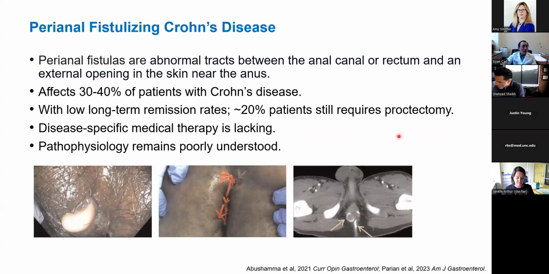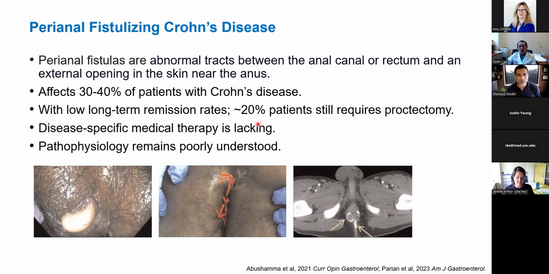Finally, I would like to talk about some data we recently got related to another complication of IBD called perianal fistulas in Crohn's disease. Perianal fistulas are abnormal tracts between the anal canal or rectum and other organs or the skin surface. This is a very common complication which can affect about 1/3 of the patients with Crohn's disease. And the long-term remission rate is very low.